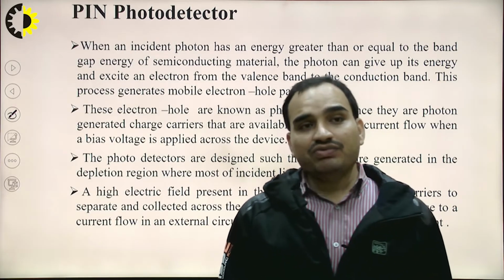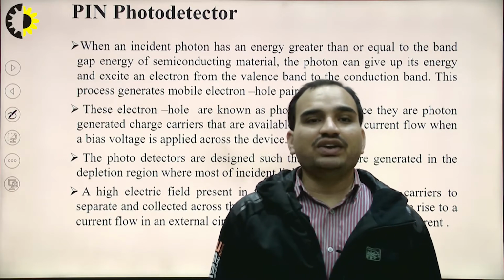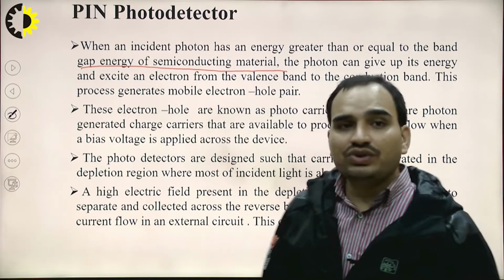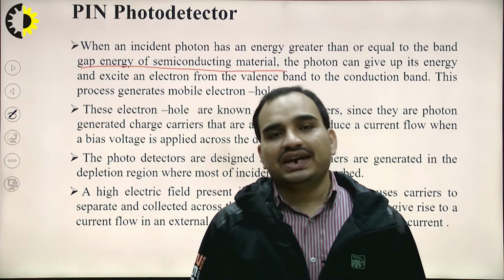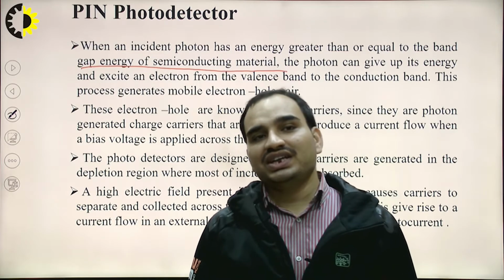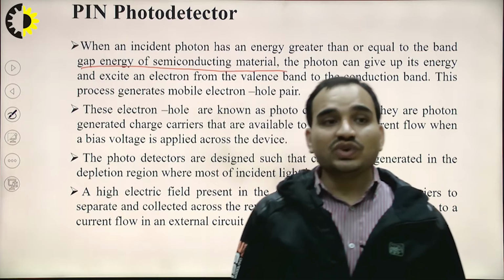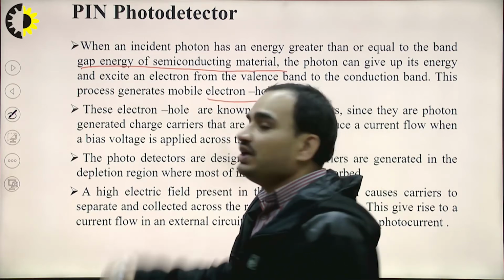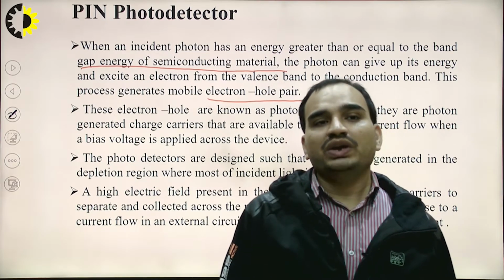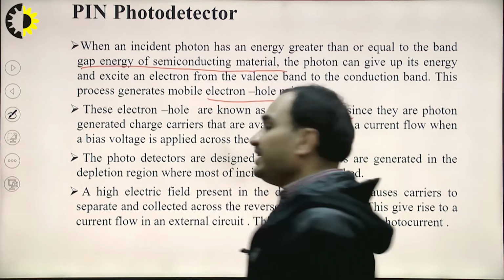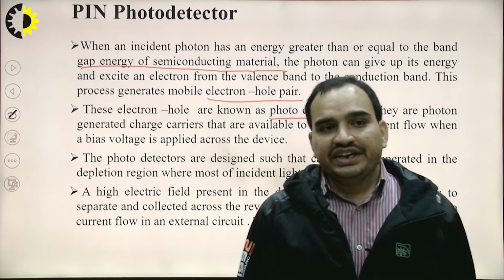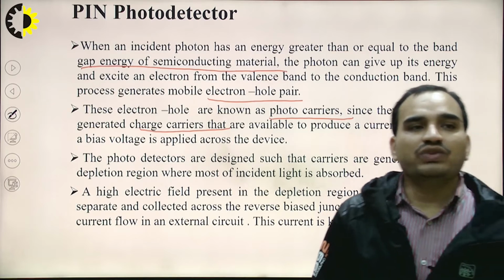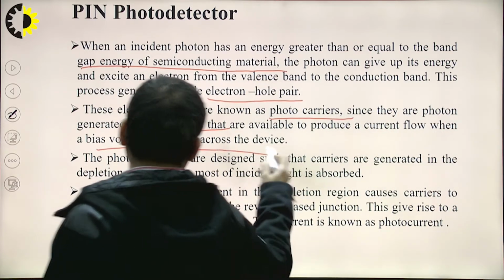When an incident photon has energy greater than or equal to the band gap energy of the semiconductor material, the photon can give up its energy and excite an electron from the valence band to the conduction band. This process generates a mobile electron and hole pair. These electron hole pairs are known as photocarriers, since they are photon-generated charge carriers that are available to produce a current flow when the bias voltage is applied across the device.